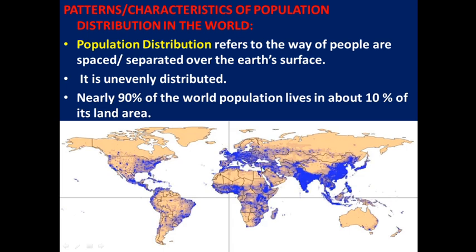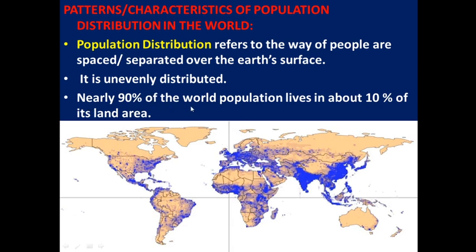So if we study this map itself, the distribution of the world population is totally uneven. In some places the density or the size of population is very large, or very high, as compared to some places where the density of population is very low. So that shows the population distribution of the world is totally unevenly distributed.